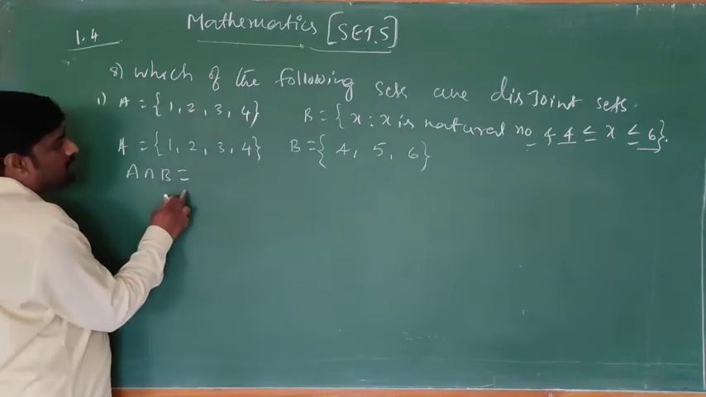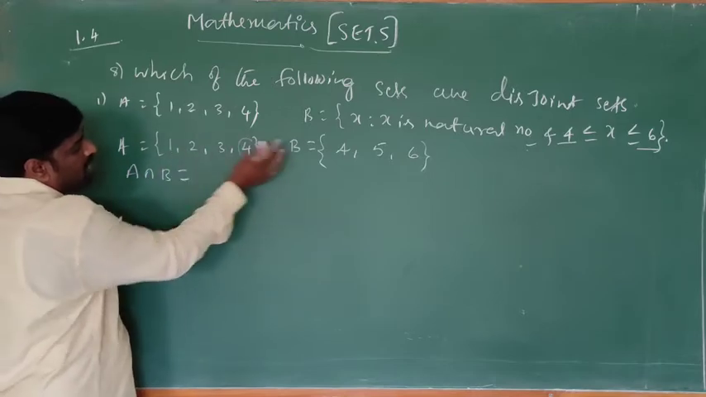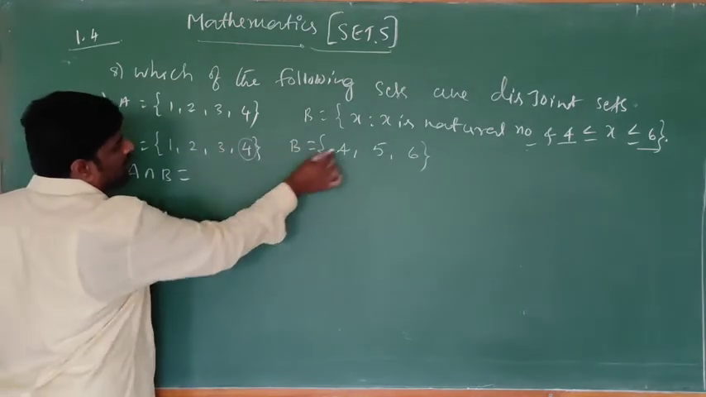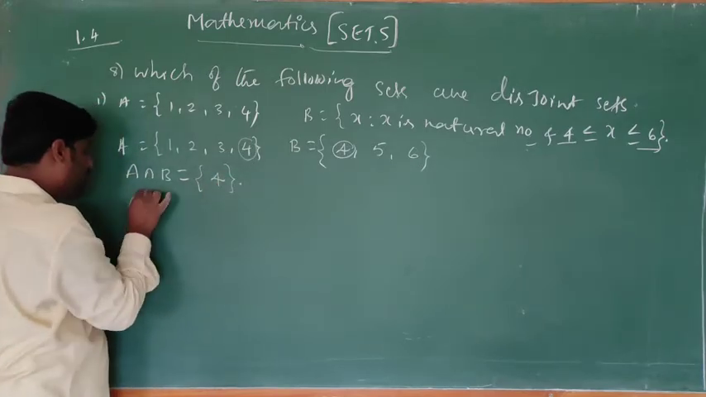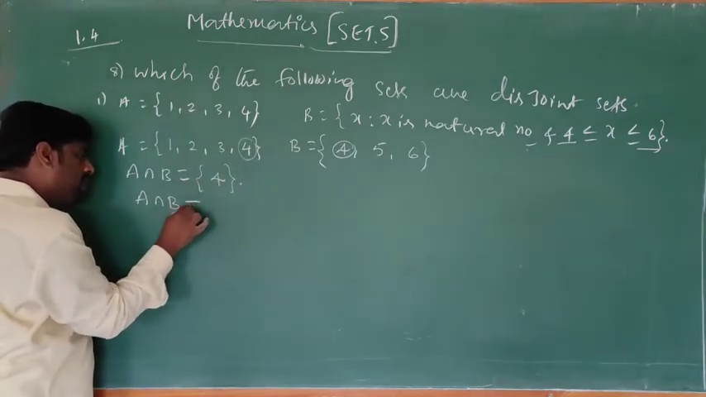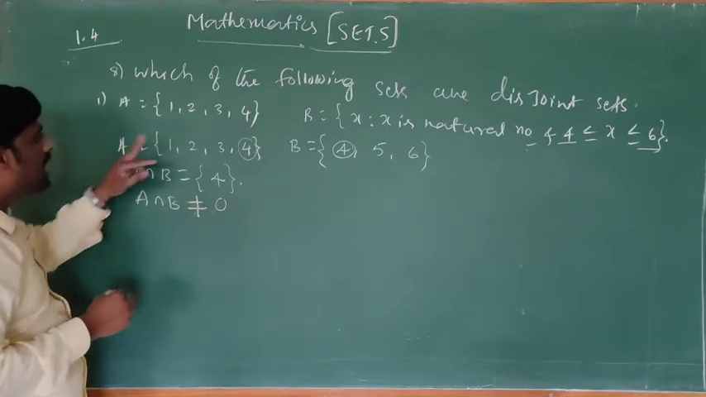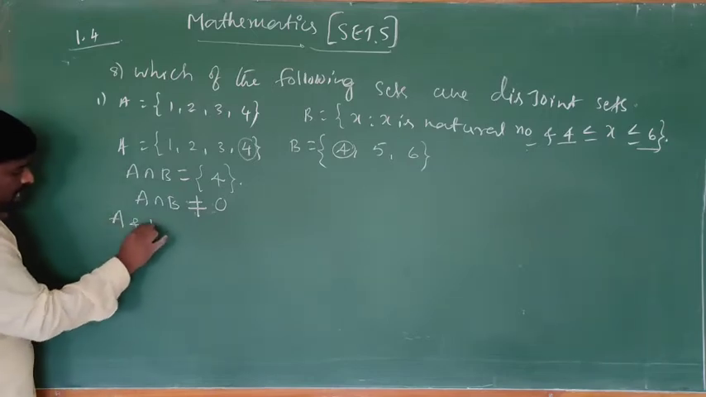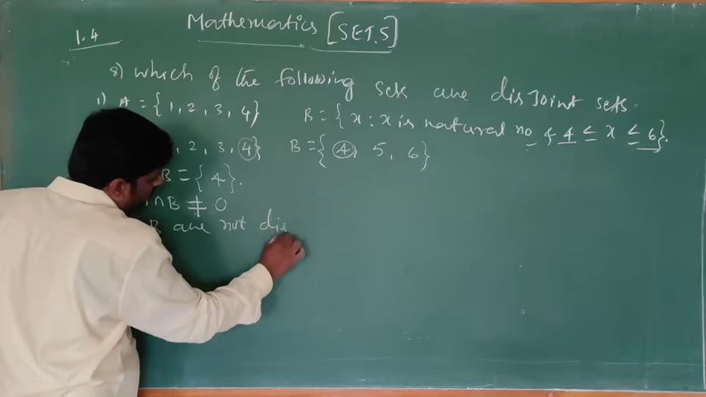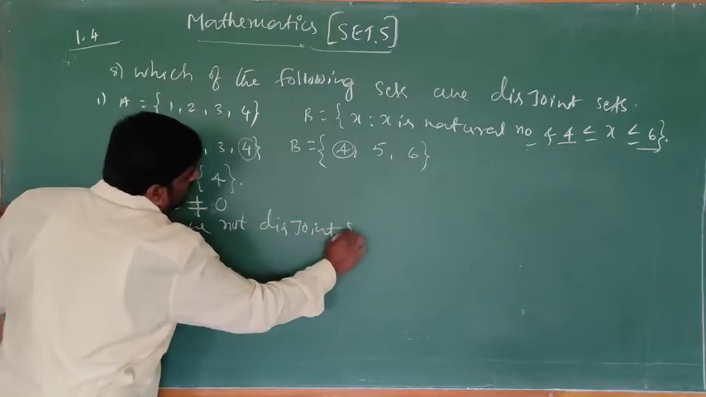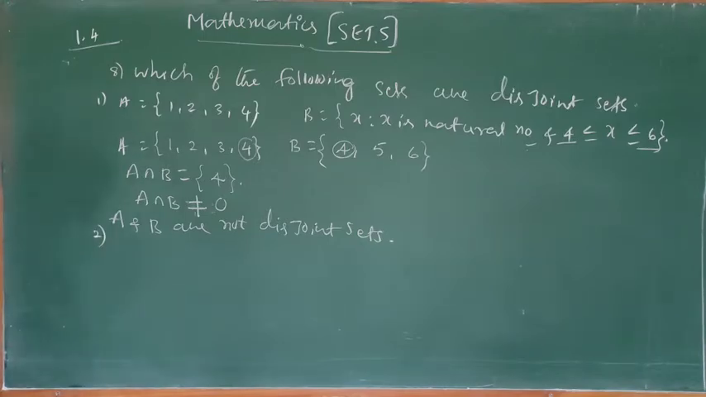A intersection B, here 4 is common. 1 is not there, 2 is not there, 3 is not there, 4 is common. A intersection B is equal to {4}. A intersection B is not equal to null. A and B are not disjoint sets. Now come to the second question.